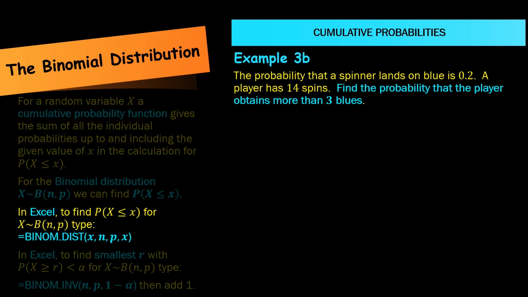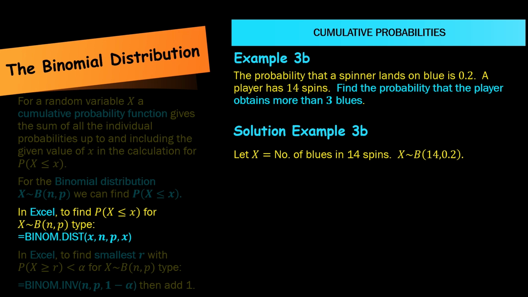And now for part B. We are required to find the probability that the player obtains more than 3 blues. So let's solve this. Let x equal the number of blues in 14 spins as before, and we have that x is distributed binomially with n equal to 14 and p equal to 0.2. We're looking for the probability that x is greater than 3. This is equal to 1 minus the probability that x is less than or equal to 3.